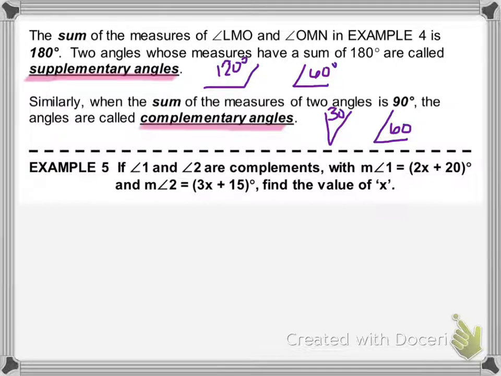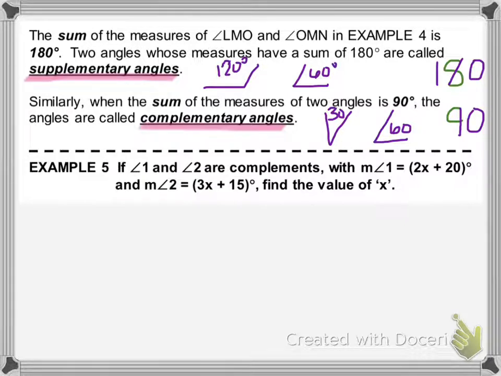Now there's a way to remember the difference between these two. If you make an S for supplementary and a C for complementary, with the S, I could turn that into an 8, and that'll help me remember that they add up to 180. With the C, I can draw a line and turn that into a 9, and that'll help me remember that complementary add up to 90. So those are just some ways to remember, because sometimes students do get those confused.